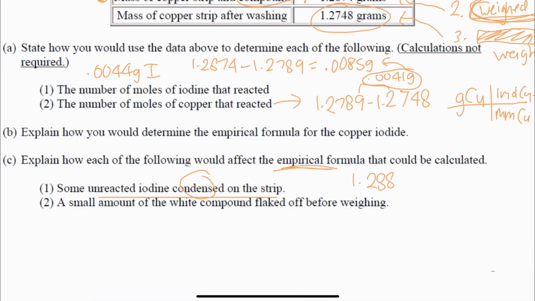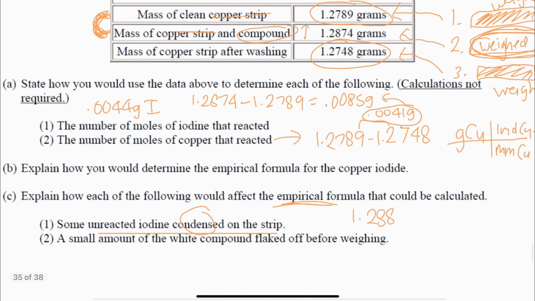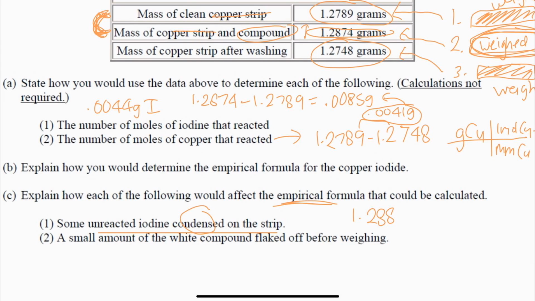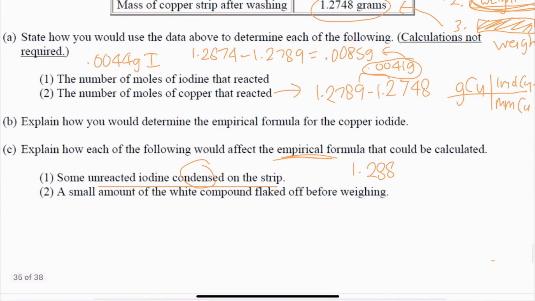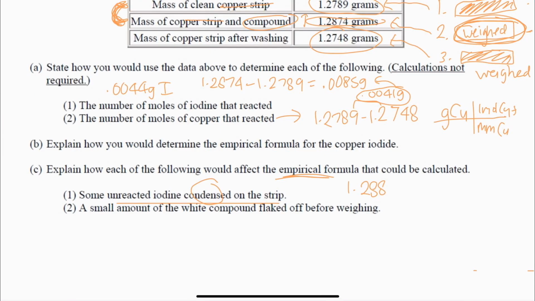Number 2 says a small amount of the white compound flaked off before weighing. This time, the second data point here will become too small. If it's too small, then I'm going to account for less of that white compound. My amount of copper is going to be the same, but the only thing that would decrease then would be iodine. The opposite would happen here, and now with my ratio of copper to iodine, now iodine's ratio will be too small. So here it was too big, and here it's too small.